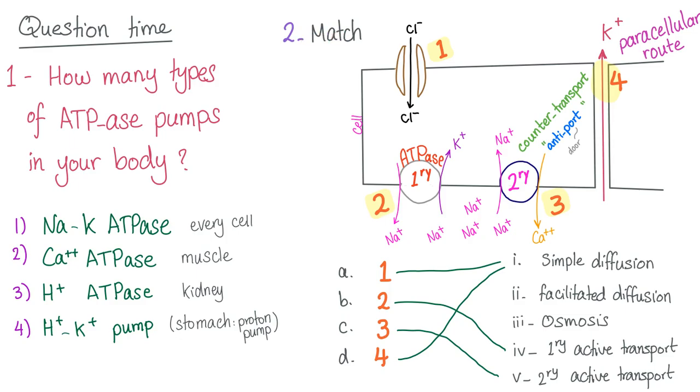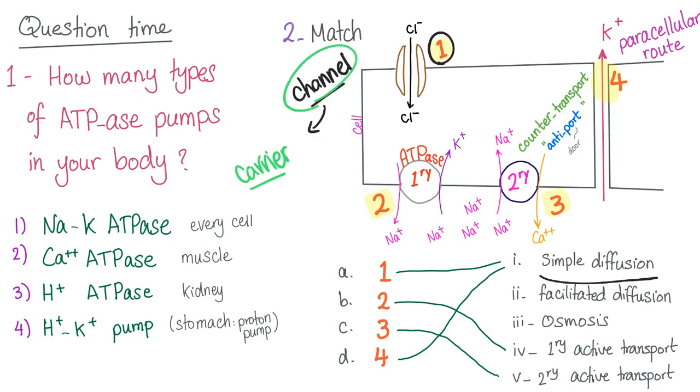The second question, match. I have four different types of transport here. So number one, what's that? This is simple diffusion through a channel. Some people are confused. Okay, if there is a channel, isn't that supposed to be facilitated diffusion? No, facilitated diffusion is carrier, not a channel. I know that both of them are proteins, but they are different. If you need a carrier, you are facilitated diffusion. If you need just a channel, it's called simple diffusion.